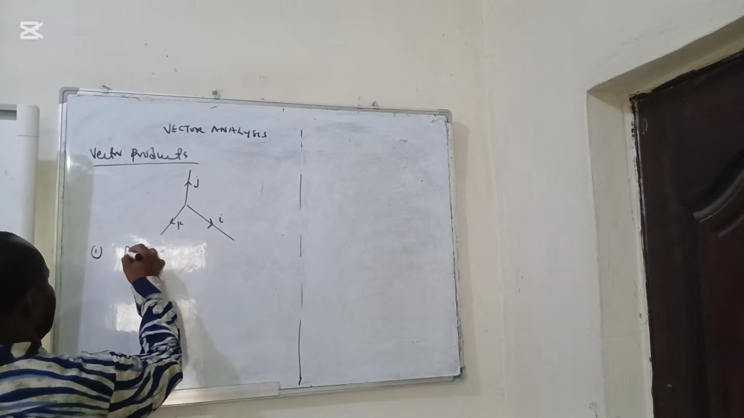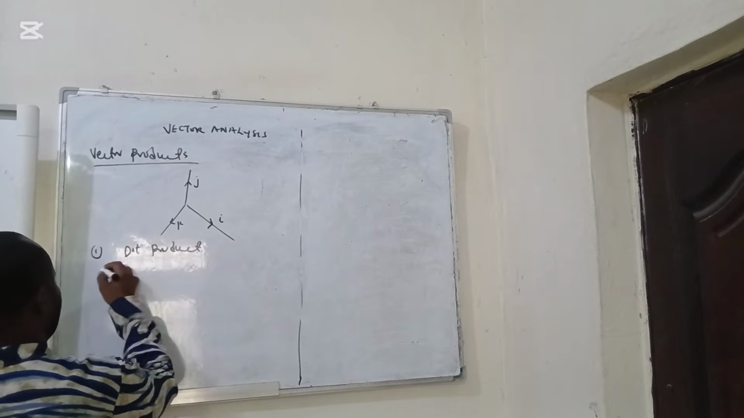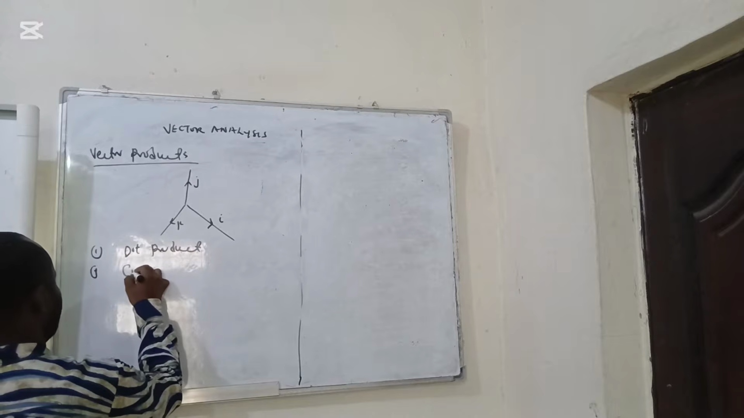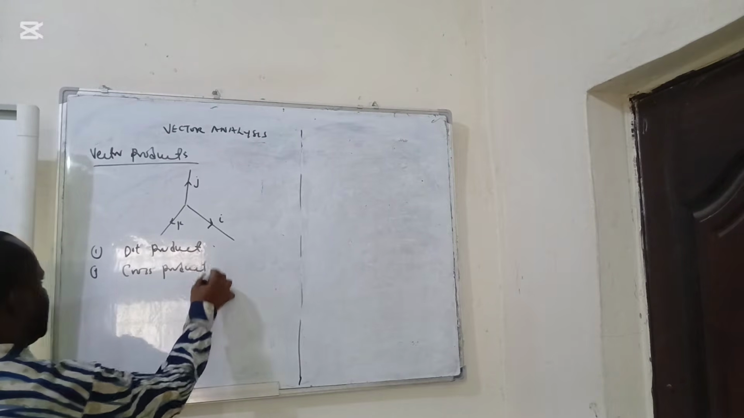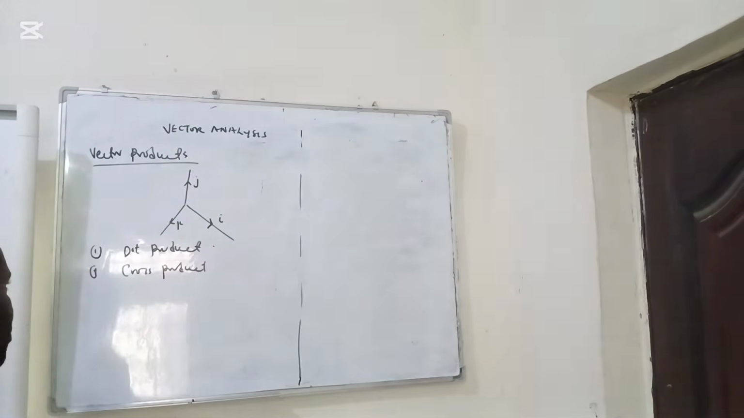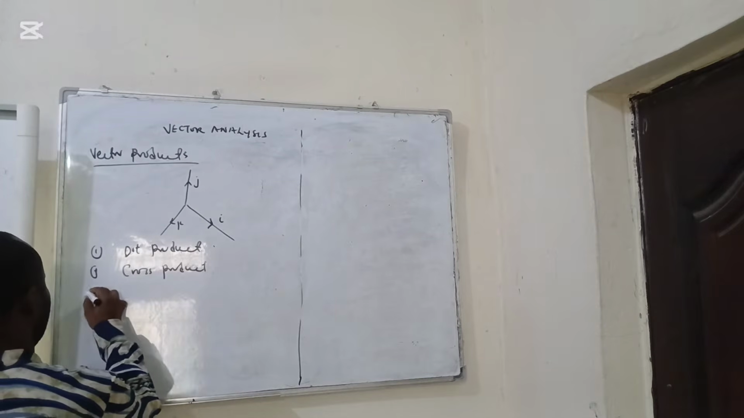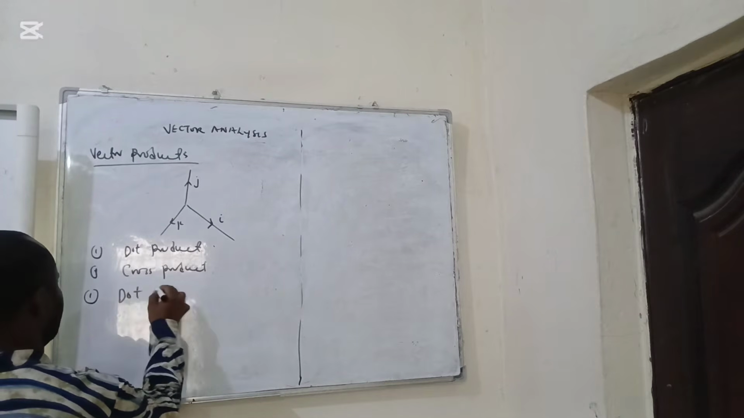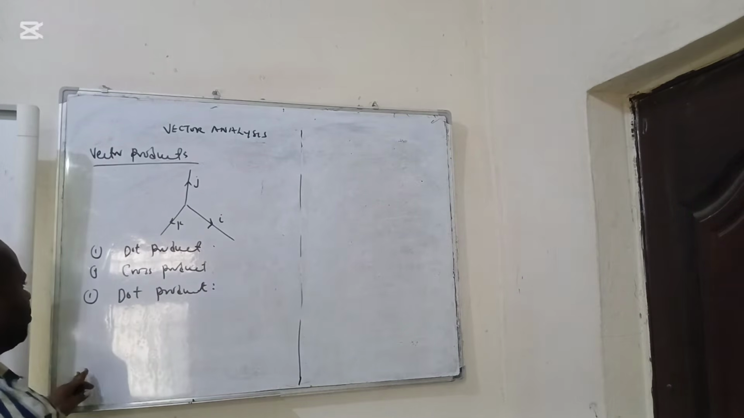We have the dot product. We also have the cross product. So these are the types of product that we have in vector analysis. So from here let's consider the dot product. We are to understand this.